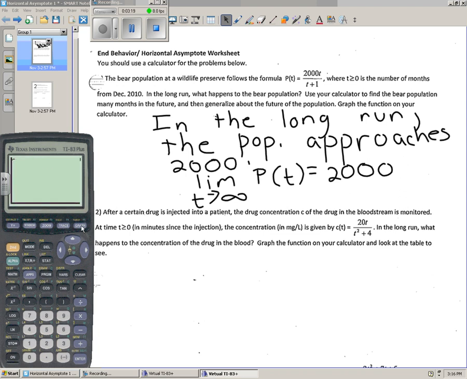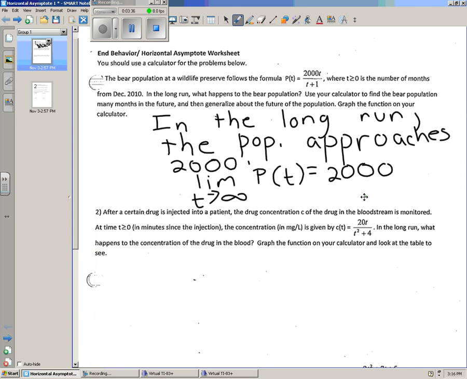So now if we look at this graph, we can see that in the long run, the y's are getting closer and closer to 2000. We can see it graphically. So what you learned in Algebra 2 was that a horizontal asymptote is a line, a y equals line, that your function graph stays close to in the long run. So in this case, we have a horizontal asymptote at y equals 2000.